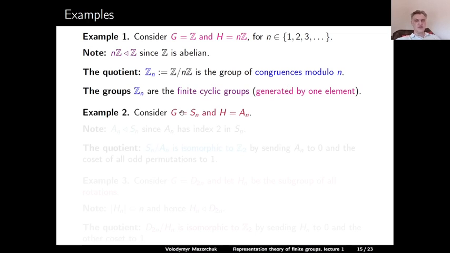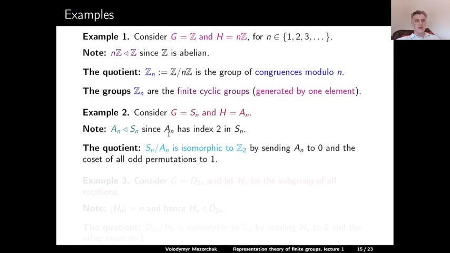Example 2: consider G to be the symmetric group Sn and let H be the group of all even permutations in Sn. Then we have already seen that An is a normal subgroup of Sn because it has index 2. Any subgroup of index 2 is normal. So the quotient Sn modulo An is isomorphic to Z2, the group of congruences modulo 2, by sending An to 0 and the coset of all odd permutations to 1. Quite a similar example is the following one.